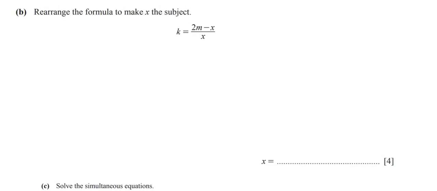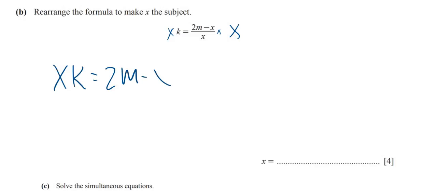Okay, a lot of people got this one wrong. It was worth 4 points. Watch this. You did this part. Many people did this part correct. Multiply the x on both sides, and you get x times k equals 2m minus x. A lot of people got this part right. Now, this is where people went wrong.